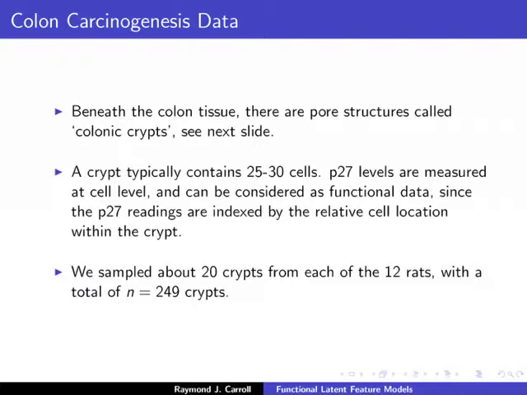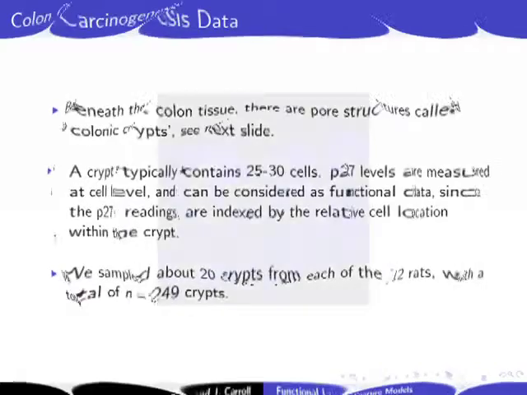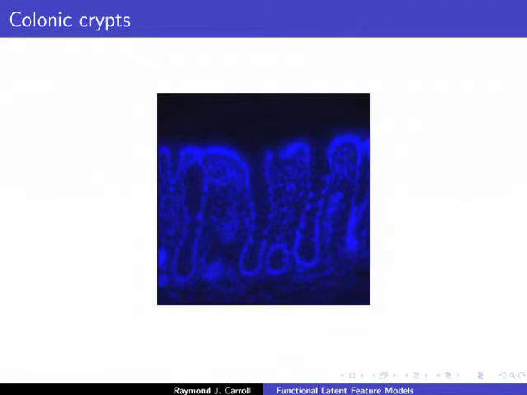And where's the functional part of it? The data come from the way they measure things and what the colon looks like. I think I have a picture here. Yeah, that's a view of the colon. They cut into it, and the colon is endowed with these little structures, which are called crypts.